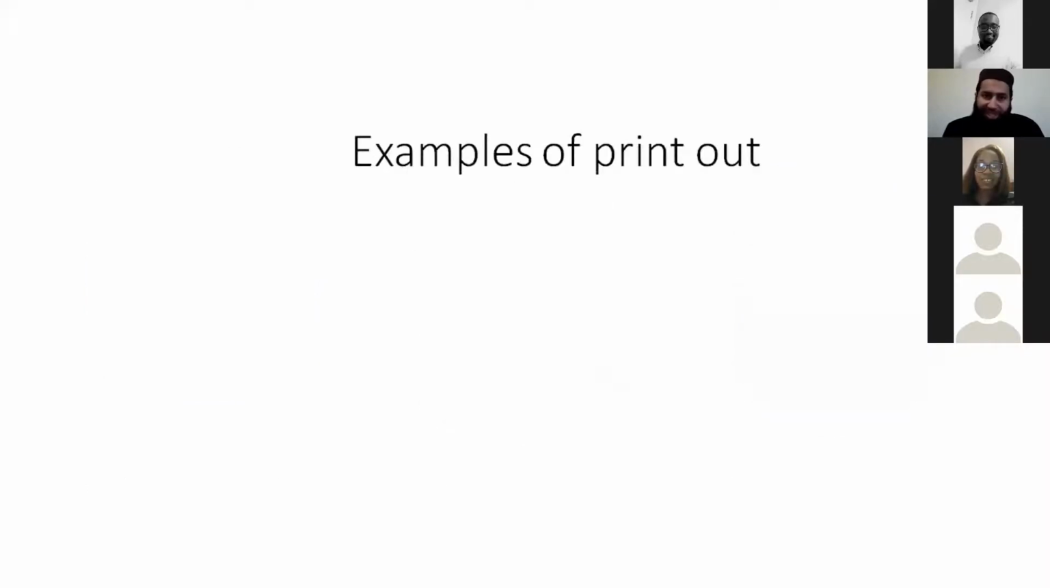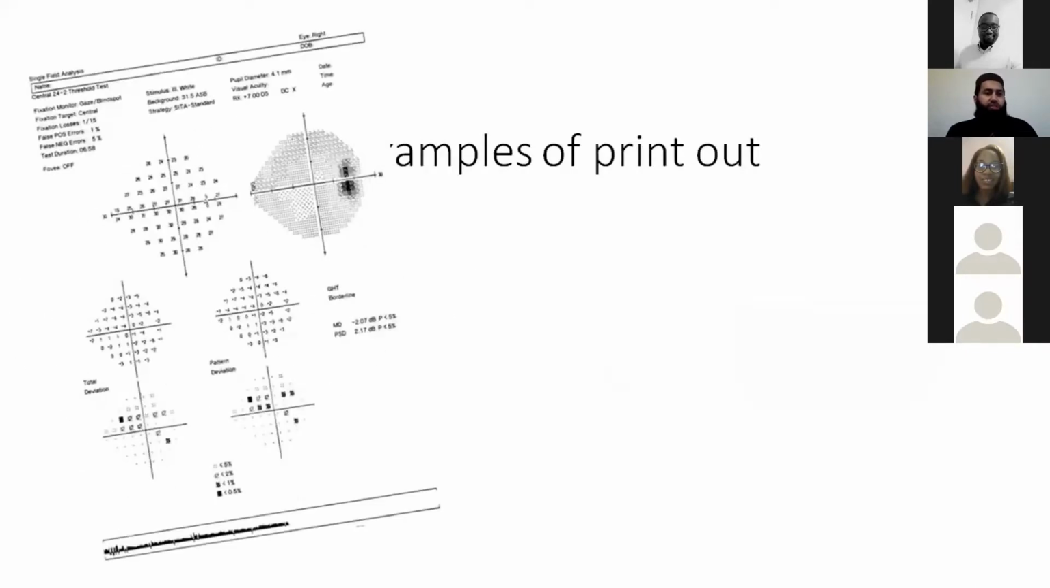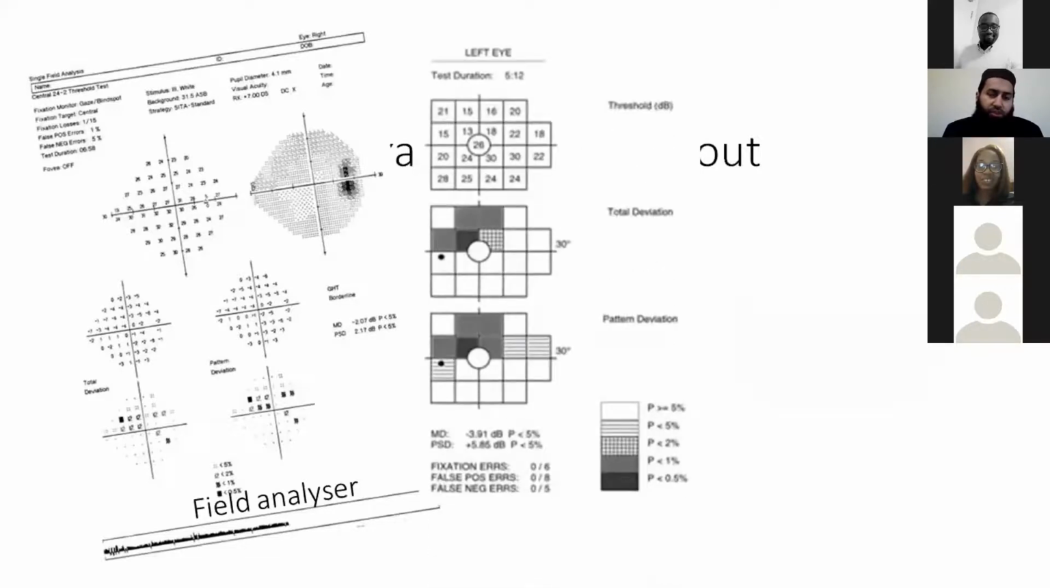So these are some example printouts of these visual fields. Here you've got the field analyzer, this is how the printout looks. And then you've got the FDT printout, frequency doubling technique. This is how that looks.